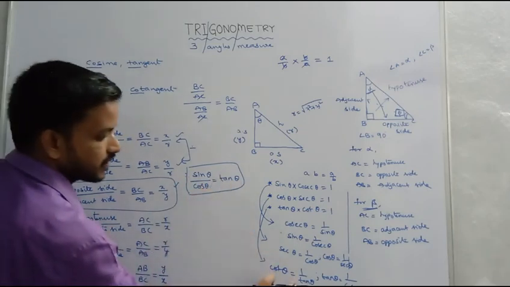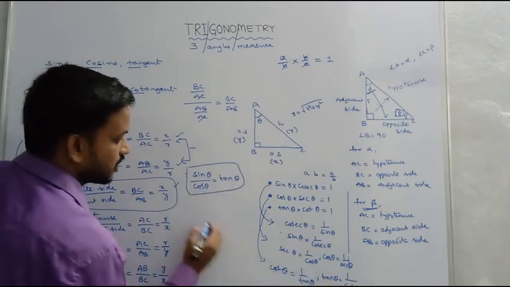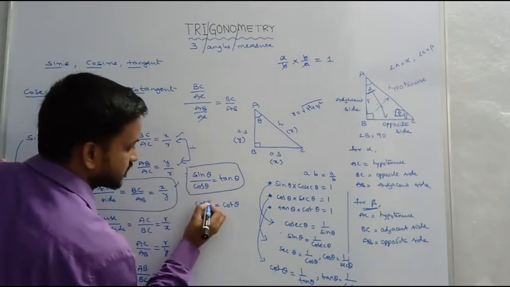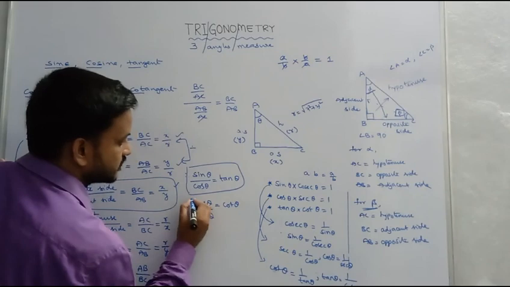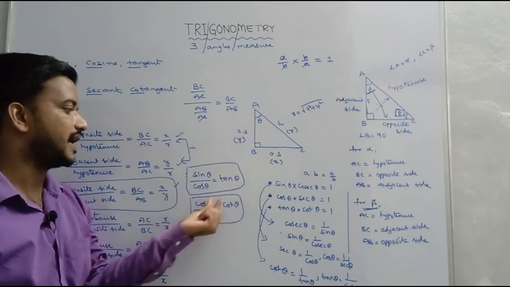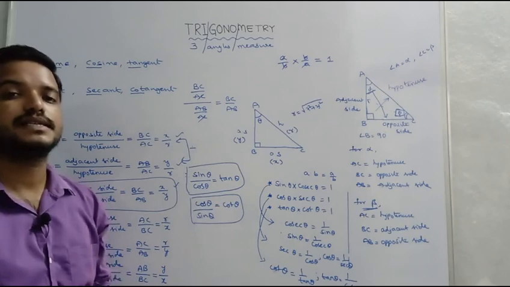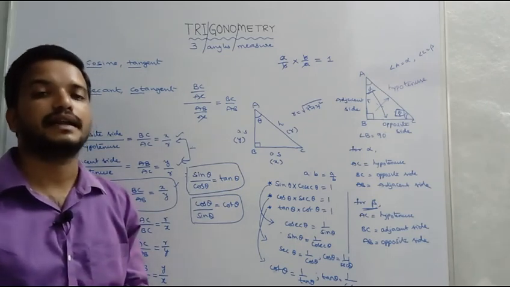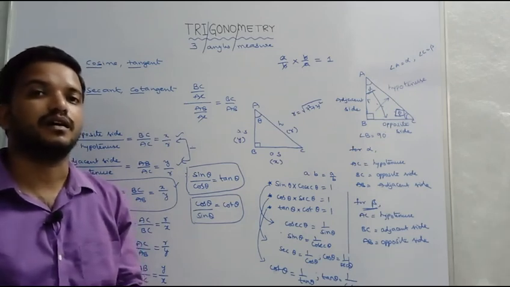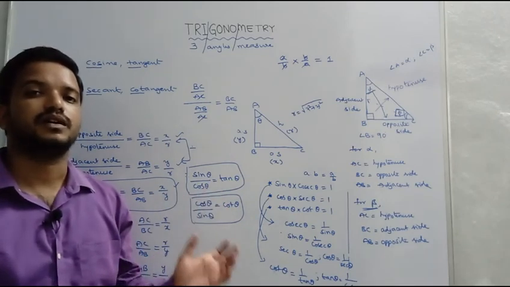And if you observe the reciprocal, tan theta value is sine by cos, then what about cot theta? Just take the reciprocal: cos theta by sine theta. So sine by cos is tan and cos by sine is cot. So in this manner we can derive the 6 trigonometric ratios for the given right angle triangle. I hope you enjoyed this session and you have understood the introduction to trigonometry.